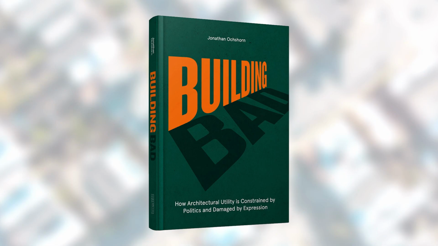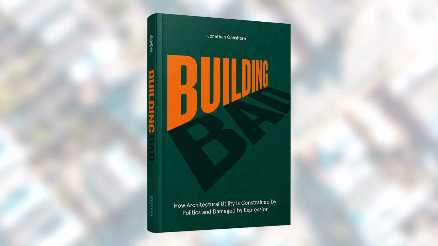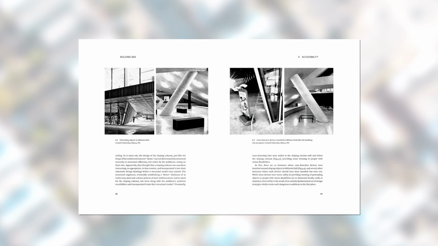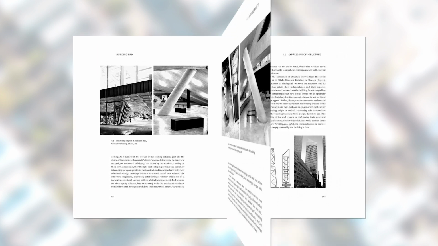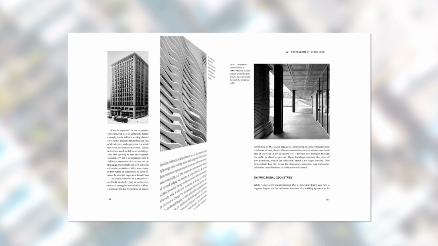More recently and more relevant to this course, I'm also the author of an architectural monograph called Building Bad: How Architectural Utility is Constrained by Politics and Damaged by Expression. Now, this book grew out of a long-standing interest that I've had in understanding the causes of building failure and also in developing a theory of architecture that explains those failures.